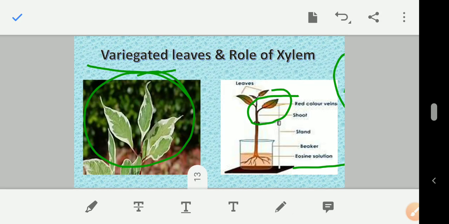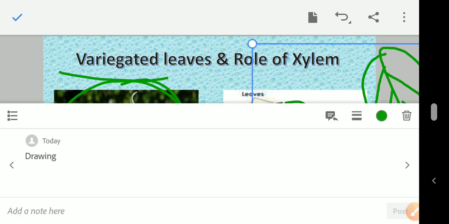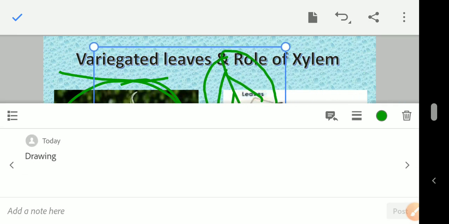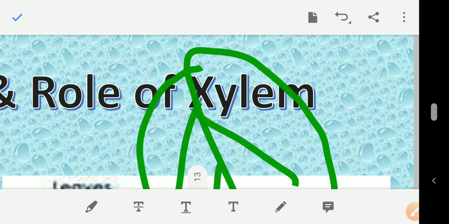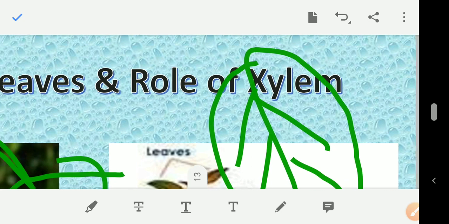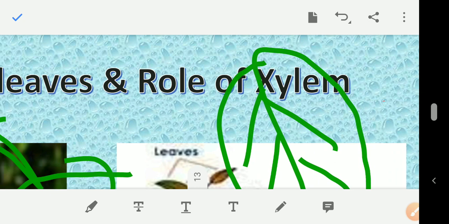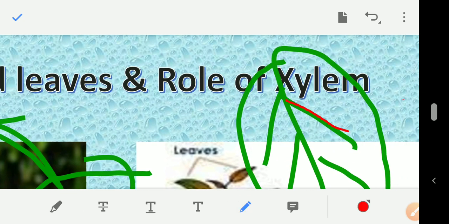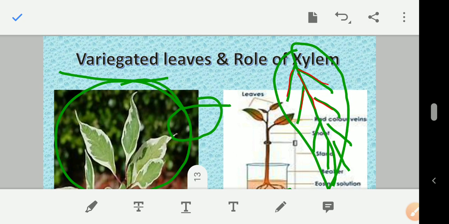Now I can redraw this diagram. You find a red color like this. This red color proves that water is conducted through the xylem. That's why these leaf veins become red in color.